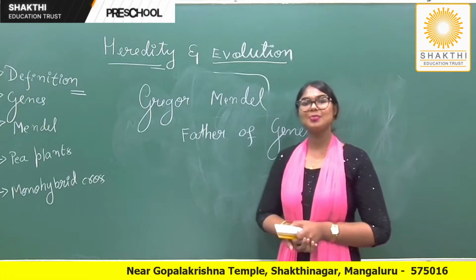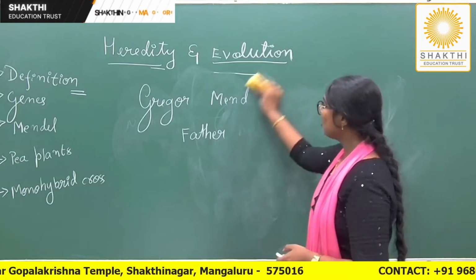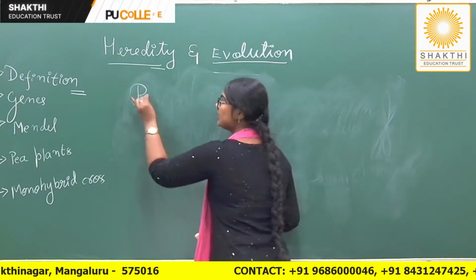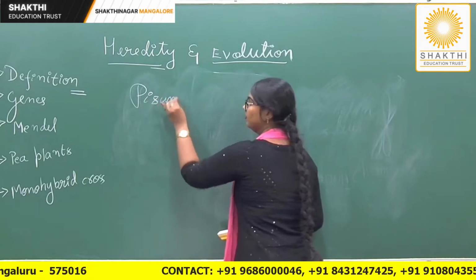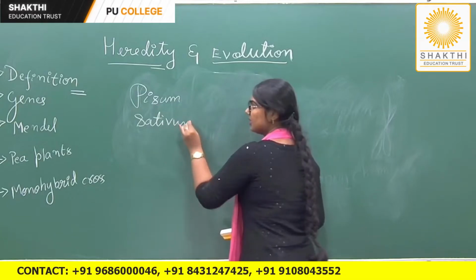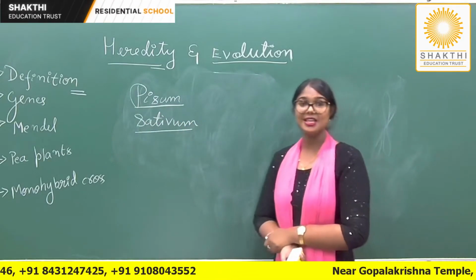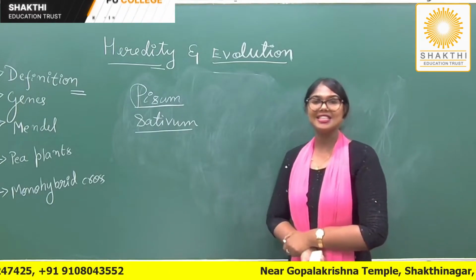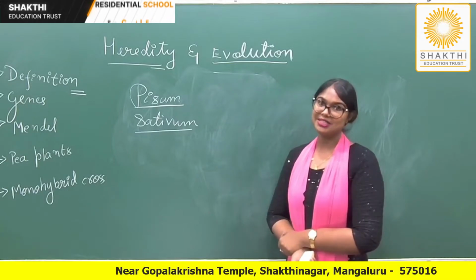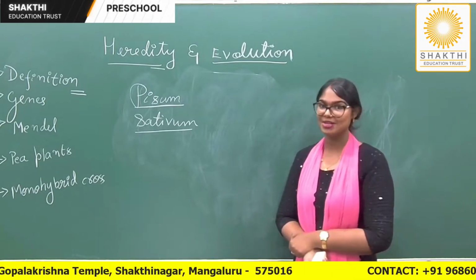Now for his experiments, he uses pea plants. The scientific name of the plant that he used, very important, is Pisum sativum. Pisum sativum, it's a scientific name, so we are supposed to underline, students. Pisum sativum is the scientific name of the pea plant used by Gregory Mendel, the father of genetics, for his experiments.